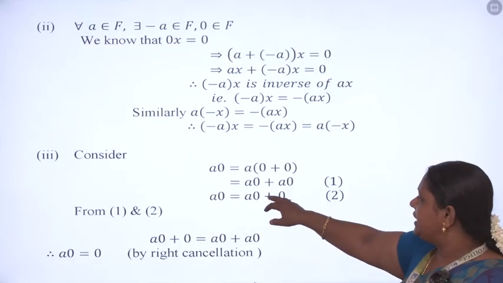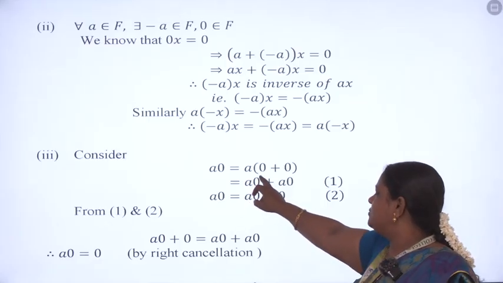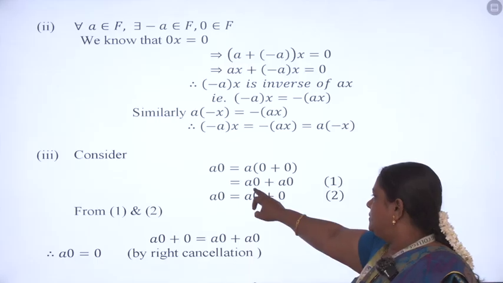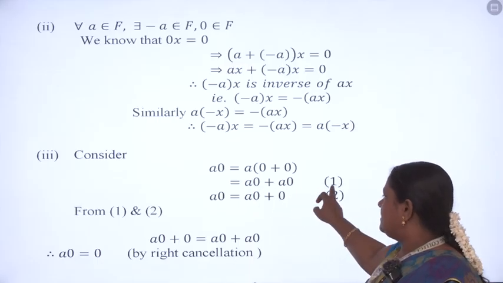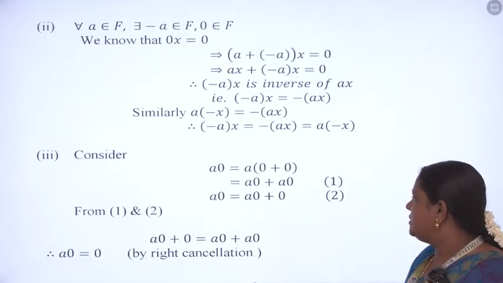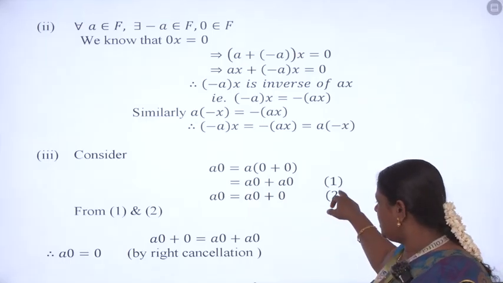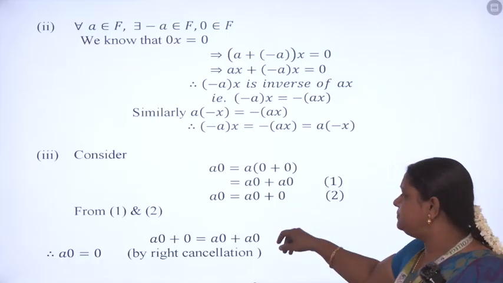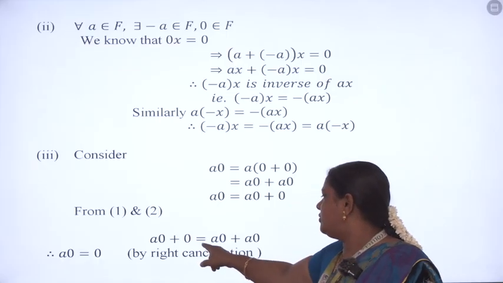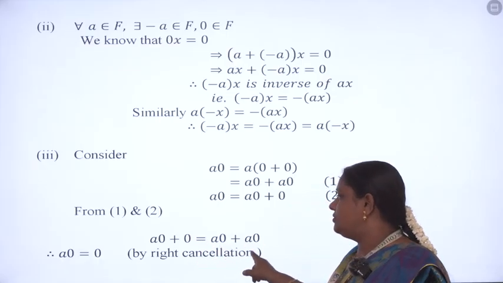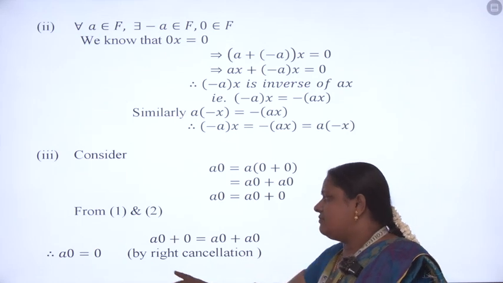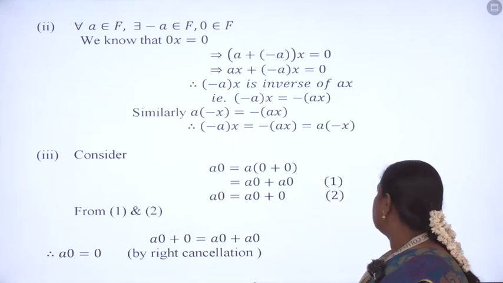Then consider a into 0 equal to a into 0 plus 0. A into 0 plus a into 0, take this as equation number 1. Then a0 equal to a0 plus 0, equation number 2. From 1 and 2, a0 plus 0 equals a0 plus a0. By right cancellation, we get a0 equal to 0.